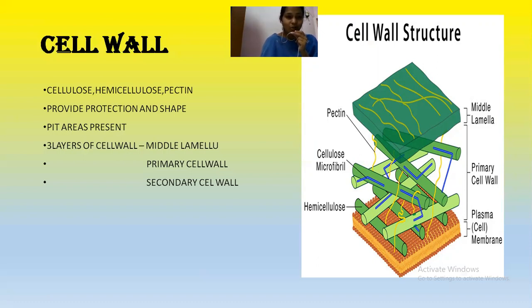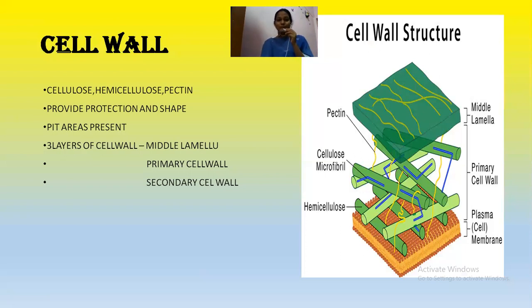As it is the outermost layer, the cell wall provides protection and shape to the cell. And one of the characteristic features of the plant cell is the presence of pit areas. Through these pit areas only, the plasmodesmatal connections will take place. And the structure of the cell wall contains 3 layers. The 3 layers of the cell wall are the middle lamella, primary cell wall, and secondary cell wall. The middle lamella is the cementing layer between 2 adjacent cells, and the primary cell wall is present in all the plant cells, but the secondary cell wall will be seen only in mature plant cells.